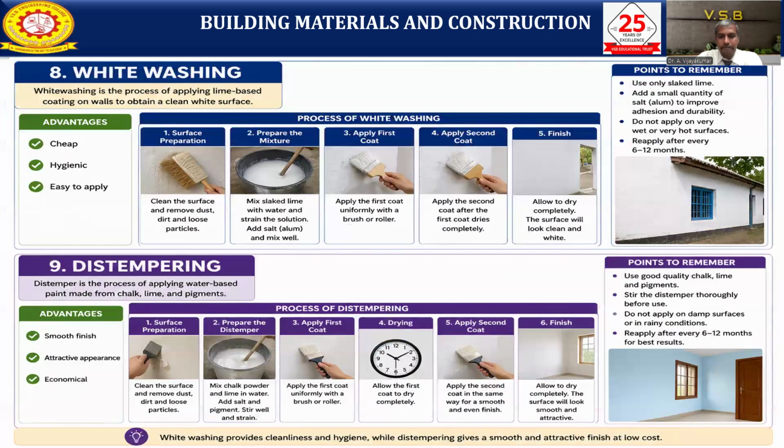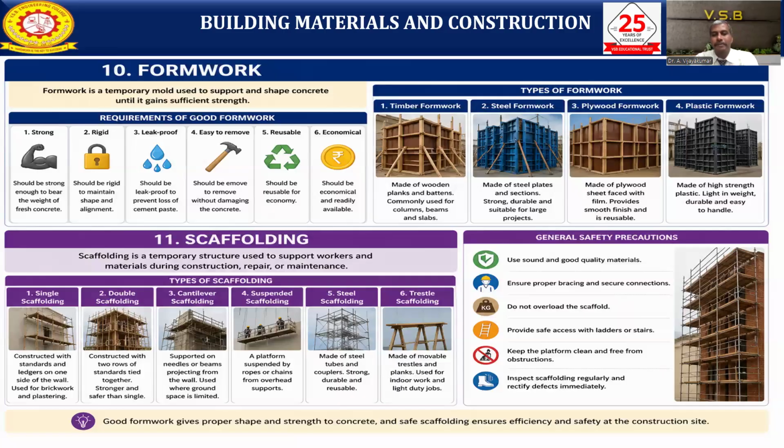Scaffolding. Scaffolding is a temporary structure used to support workers and materials during construction and repair, and we need to maintain it. There are different types of scaffolding. Single scaffolding is constructed with standards and ledgers on one side of the wall, used for brick walls, and we can use it when plastering.